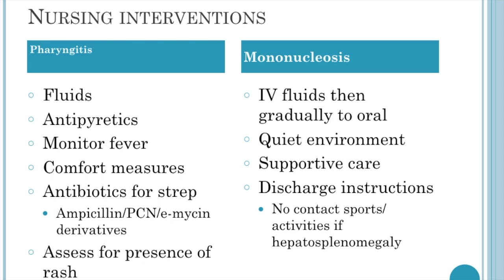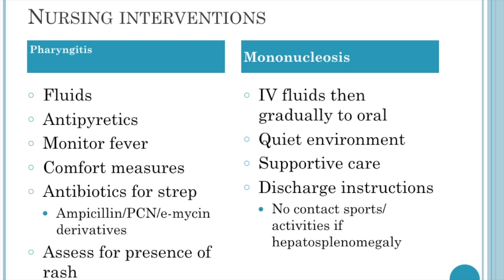Viral pharyngitis will not be treated with any type of medication other than antipyretics, but strep pharyngitis calls for a penicillin derivative. So we can give Pen VK, which is extremely cheap. It costs about $5 for 10 days of treatment, but you have to administer it every 6 hours for the full 10 days. Other choices would be ampicillin, which is also given every 6 hours, and if the patient is allergic, we're going to go to erythromycin derivatives. Make sure that you assess these kids for a rash.